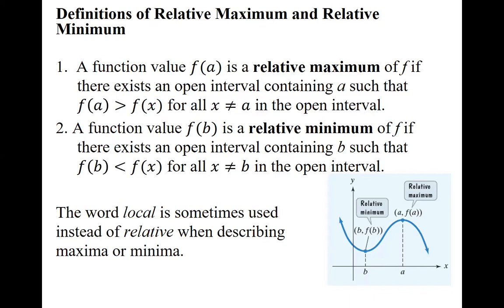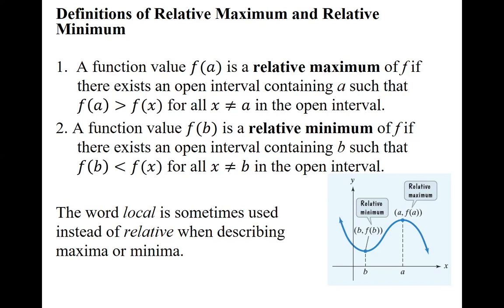A function value f of a is a relative maximum of f if there exists an open interval containing a such that f of a is greater than f of x for all x not equal to a in the open interval. Again, I say what? It's actually quite simple. We'll look at the picture when we're done.